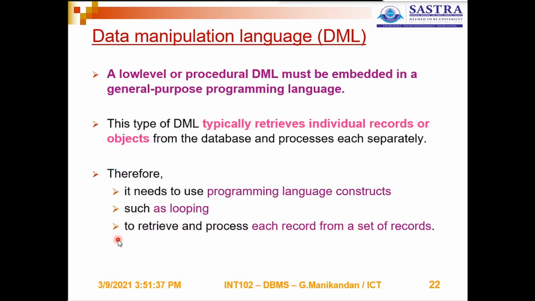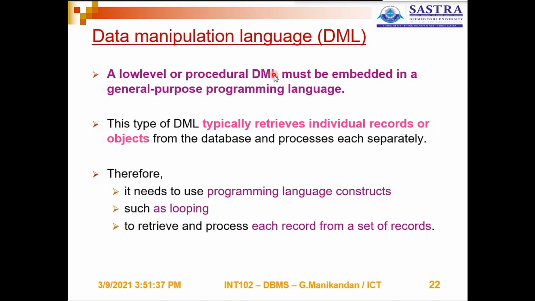The next category is the low level or procedural DML. If your data manipulation language is a low level one, it will be placed inside a programming language. It will be embedded in a general purpose programming language. What is the difference in this case? With a low level procedural language, the SQL statement is capable of retrieving only a single record or a single object at a given time.